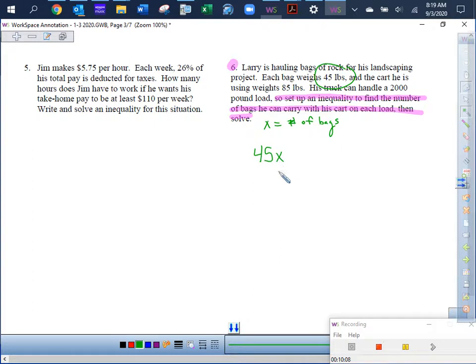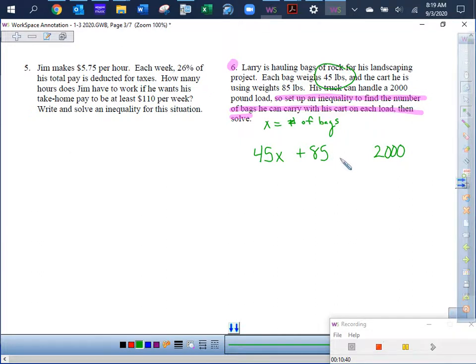How many bags of rocks did he get? Well, that's x, right? x is the number of bags, and they each weigh 45 pounds apiece. But what else is on his truck is the cart. So we've got to add the weight of the cart, which is how much? 85 pounds. And his truck can handle 2,000 pounds. So I left a space here for a symbol, but his truck can handle a 2,000-pound load when you put it in the back. We don't want an equal sign because it doesn't have to hold exactly 2,000 pounds.